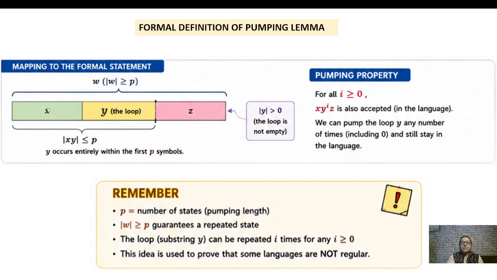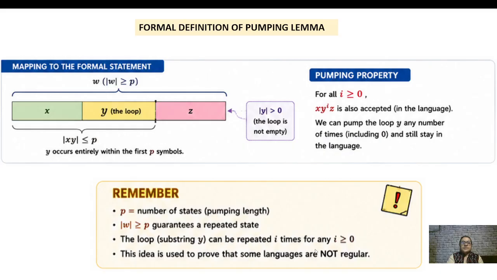The first part, green in color, is X, the journey before entering the loop. The second part, Y, is the loop itself. The third part, Z, is the remaining journey after leaving the loop. Now let's match each condition of the pumping lemma.